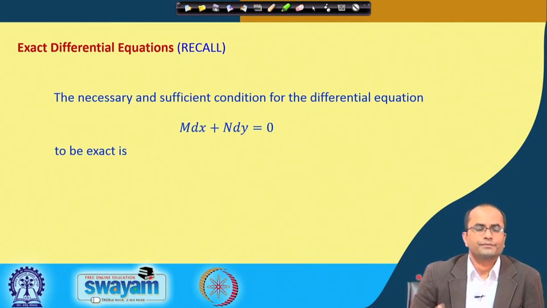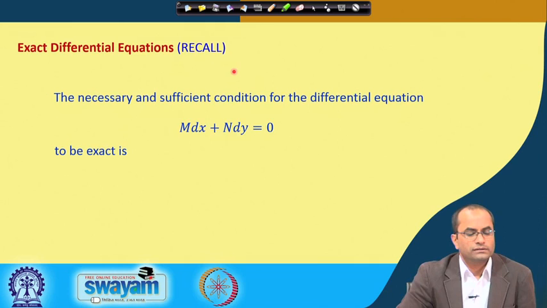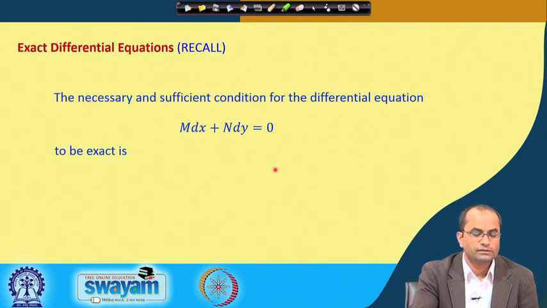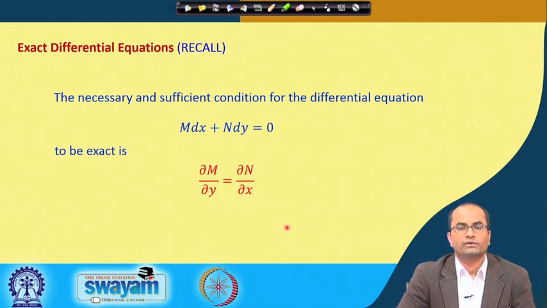Just to recall, we have the necessary and sufficient condition for exactness. The differential equation M dx plus N dy equal to 0 is exact when del M over del y equals del N over del x. This is necessary and sufficient, meaning that if this condition holds, then the differential equation must be exact, and if the equation is exact, then this condition must hold.